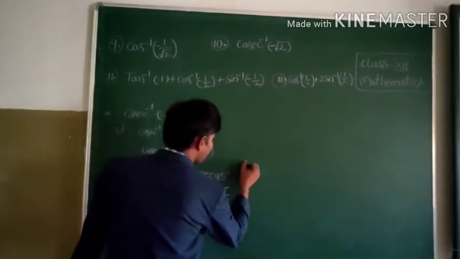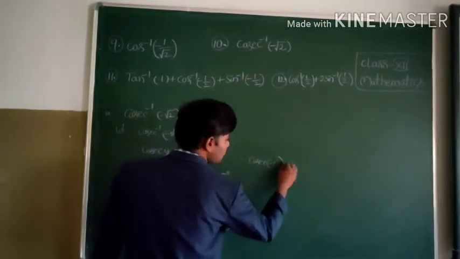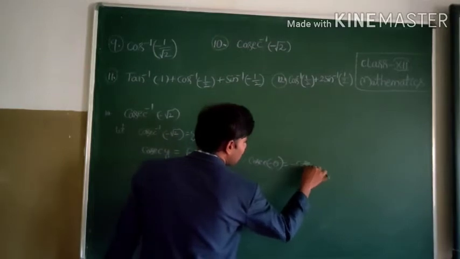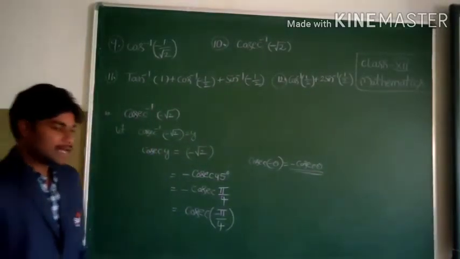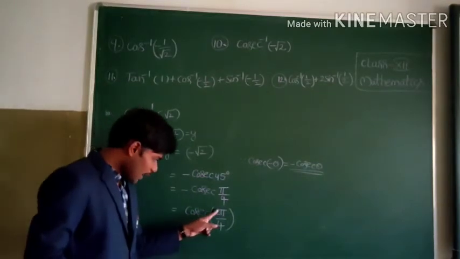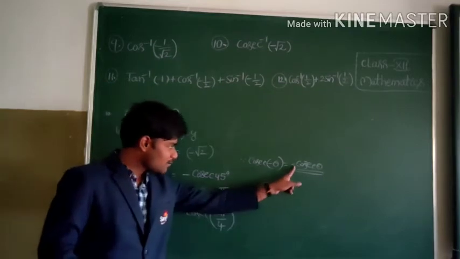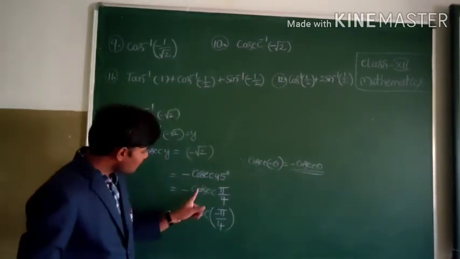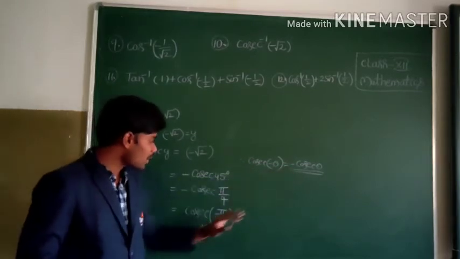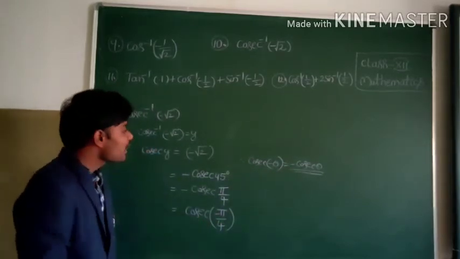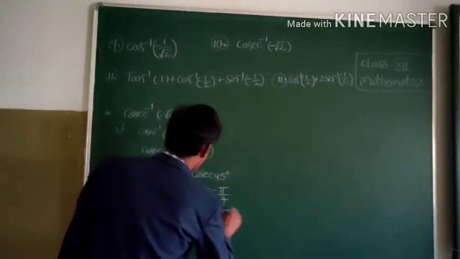Already you know this formula: cosecant of minus theta is equal to minus cosecant theta. Here theta value is pi by 4, so the value is minus cosecant theta, and this minus we have to keep. Based on this formula you have to write this step. Clear?